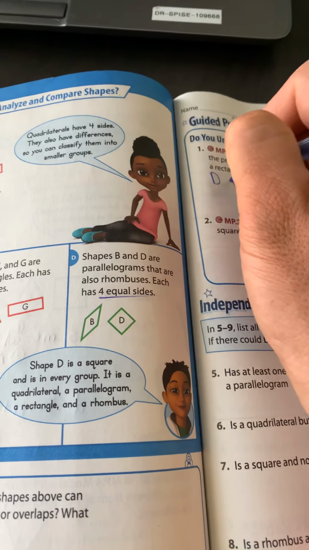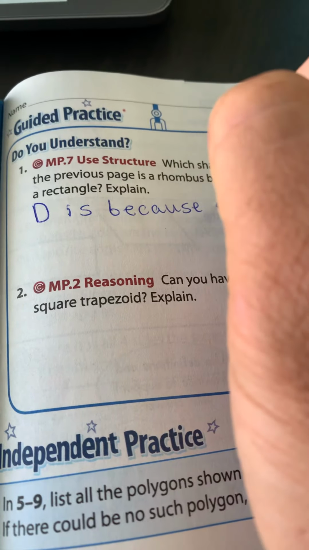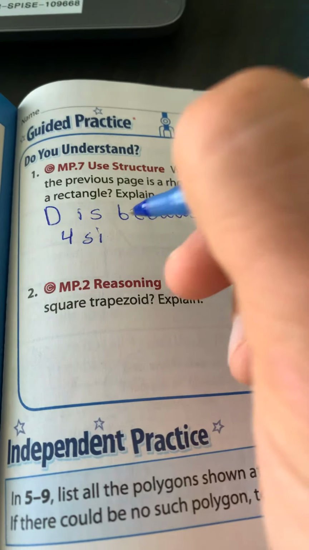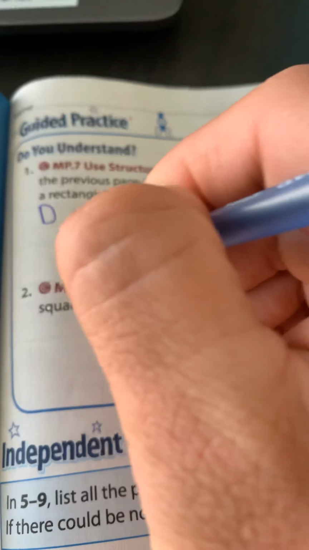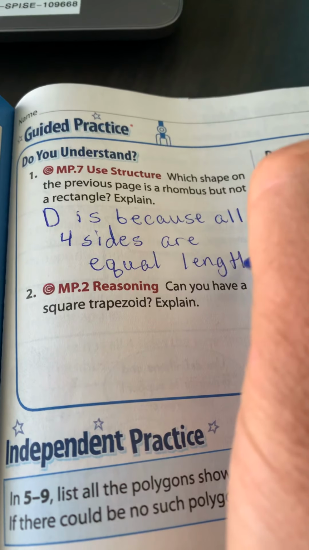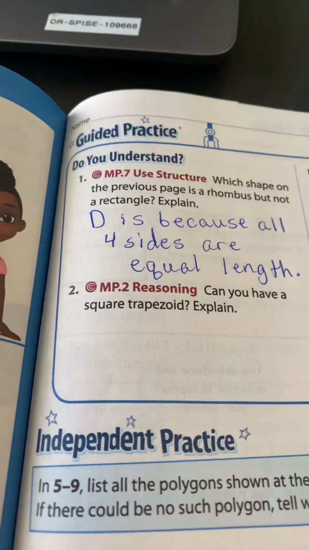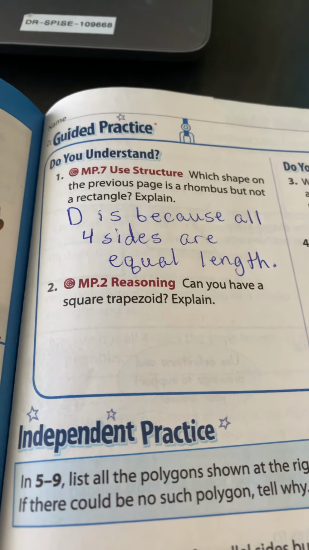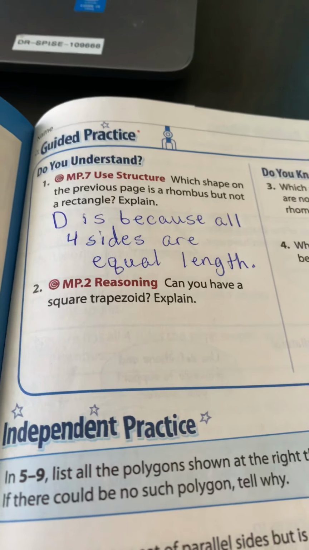Cole will pick D. D, because all 4 sides are equal length. Remember, for it to be a square or rhombus, all 4 sides have to be the same length, have to be equal length. For it to be a rectangle, opposite sides need to be equal.